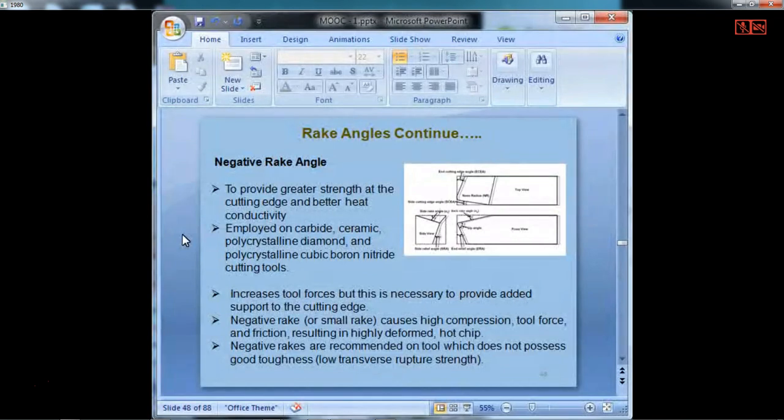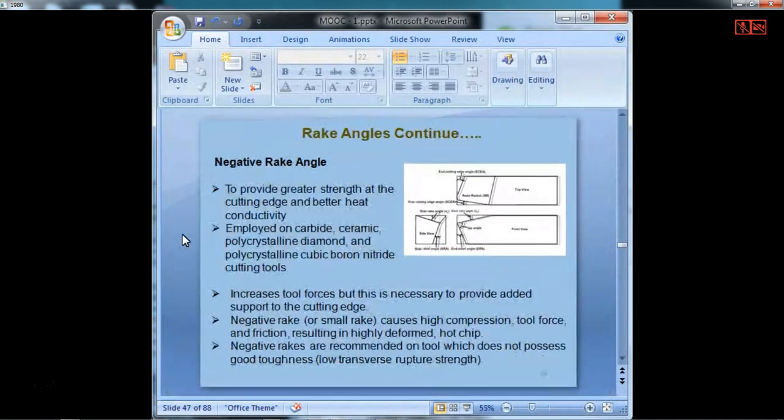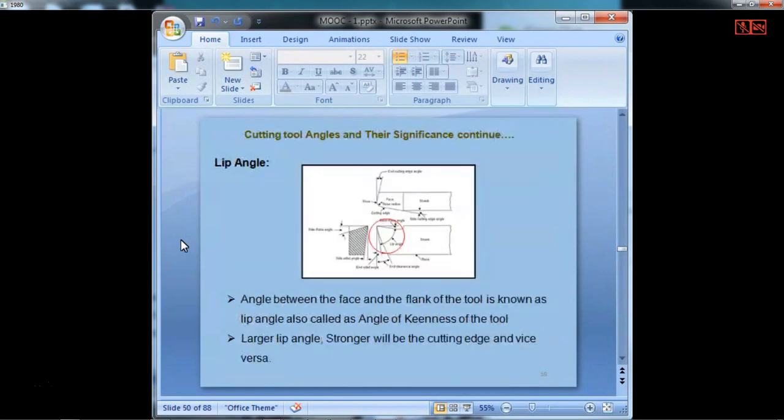So remember what is the use of having a positive rake angle, negative rake angle, and zero rake angle. Sometimes you may have objective type questions asking for what material and for what tool, which type of rake angle is recommended. So this is about the rake angle.